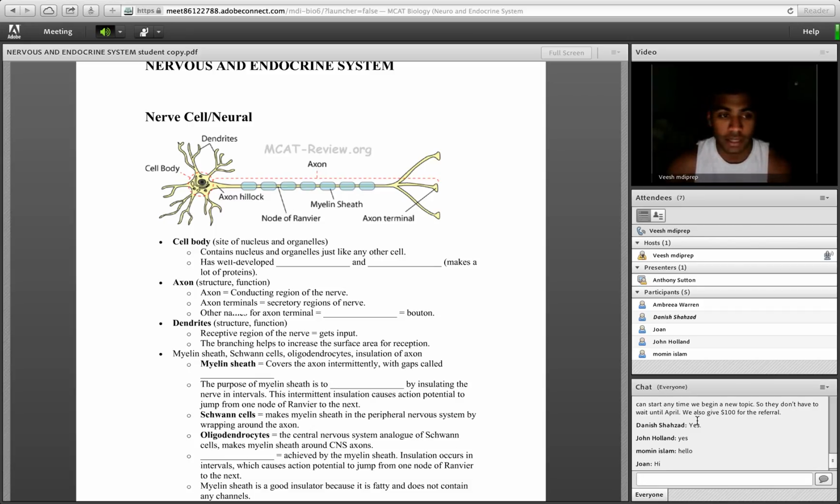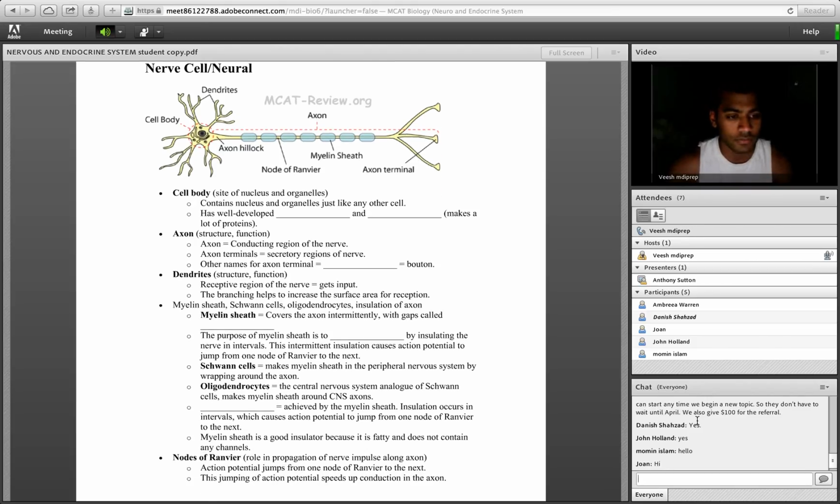Now, you also have myelin sheaths. Those are pretty much covering the axon intermittently, and the spaces between each of the sheaths are called the nodes of Ranvier. Right here in this blank, the gaps are called nodes of Ranvier.